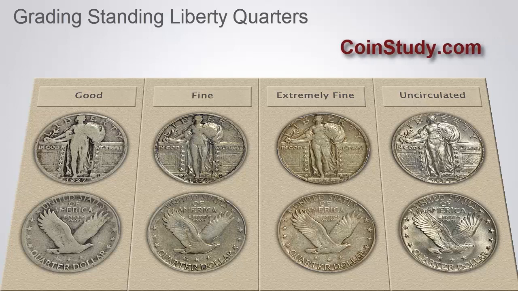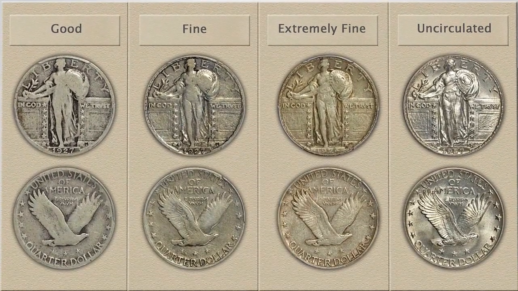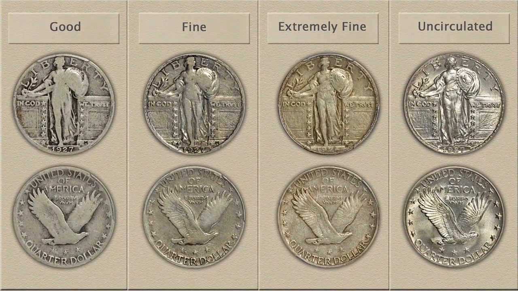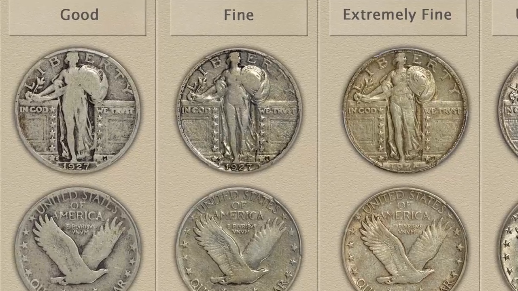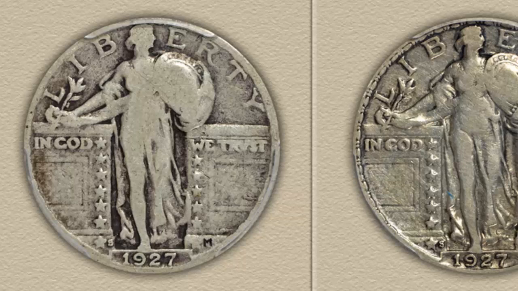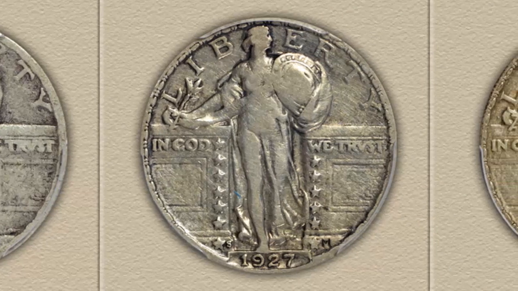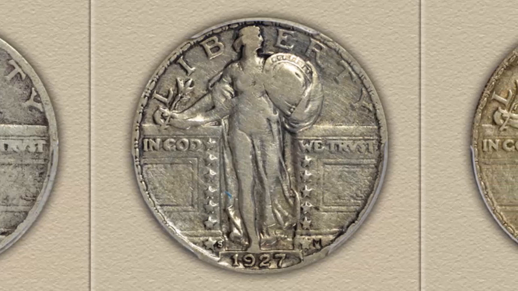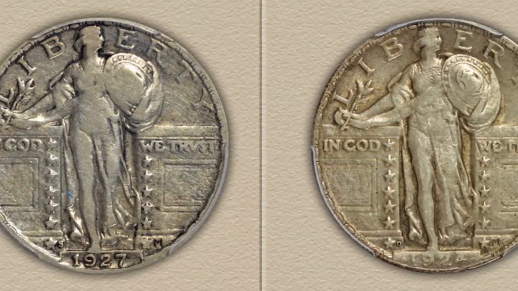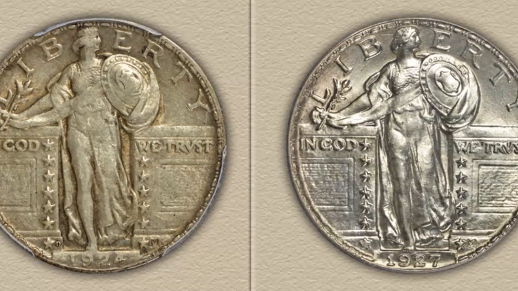This video shows how to judge condition and grade standing Liberty quarters. After the date and mint mark are determined, the key point to discovering their value is condition. Here are examples of different grade standing Liberty quarters, from the well-worn good example to a nice uncirculated mint state example. Condition is an important deciding factor to values and desirability when collectors choose coins to add to their collections.